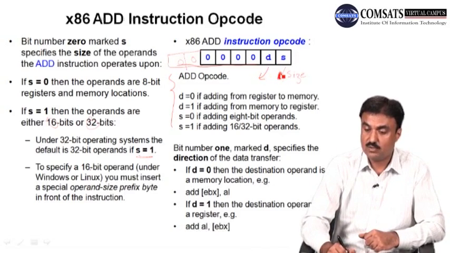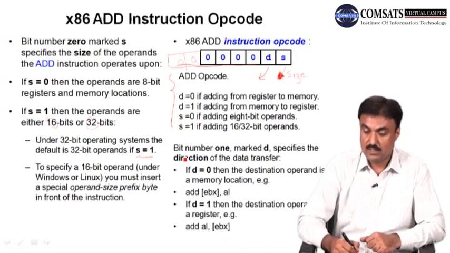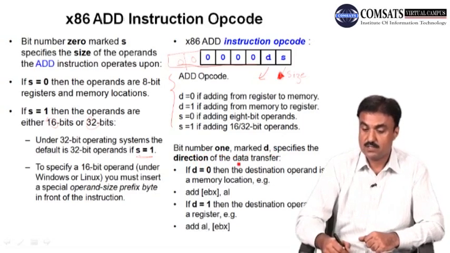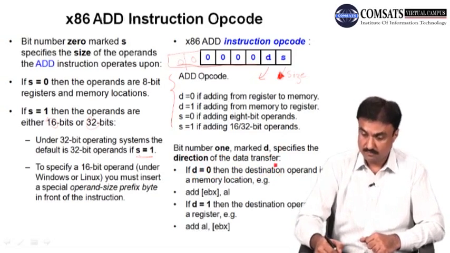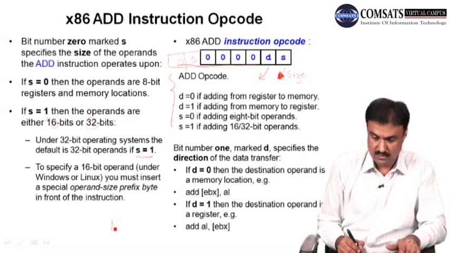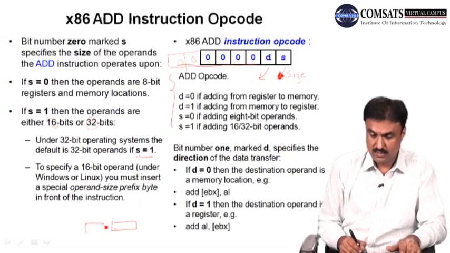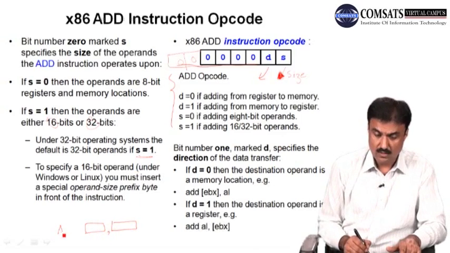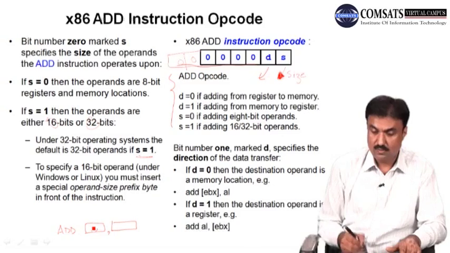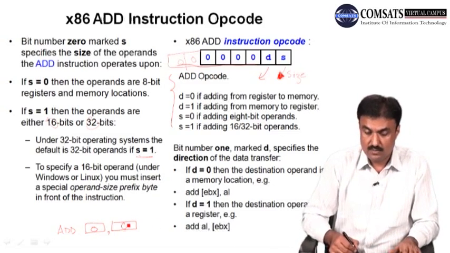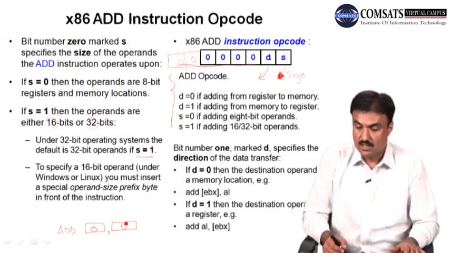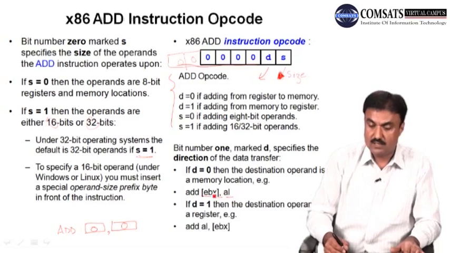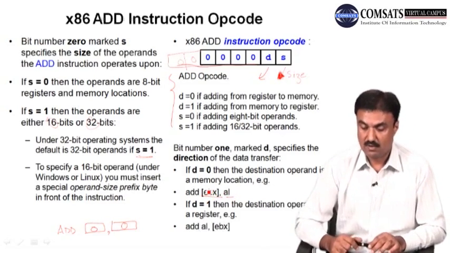So now we have already discussed the size. Now we are going to discuss the direction. Bit number 1, marked D, specifies the direction of the data transfer. If D is equal to 0, then this is about the destination operand, whichever destination operand you are using. We have the source operand, we have a comma, so this is the destination operand, and this is the source operand. If D is equal to 0, then the destination operand is a memory location. For example, if we say ADD EBX comma AL, the destination operand EBX is the memory address.